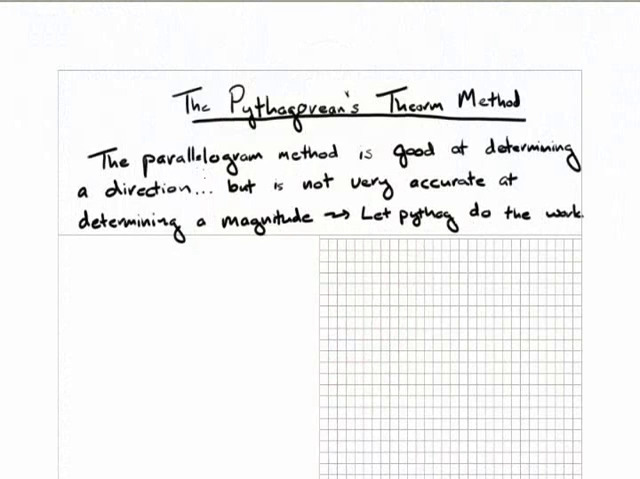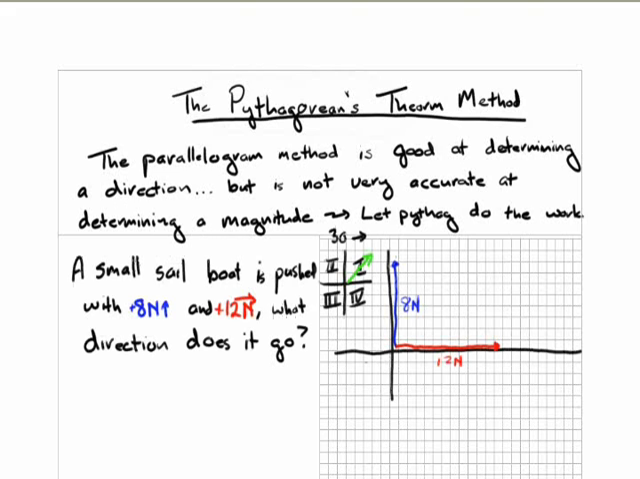The Pythagorean's theorem method. Now, we've seen the parallelogram method, and it's pretty good at determining directions. But you know what? It's not very accurate at determining magnitude. Let's let Pythagorean do the work. So here we go. Here is our original problem. A small sailboat is pushed with 8 newtons of force in that direction and 12 newtons in that direction. What direction will it go?